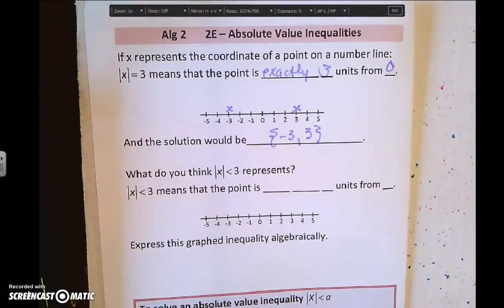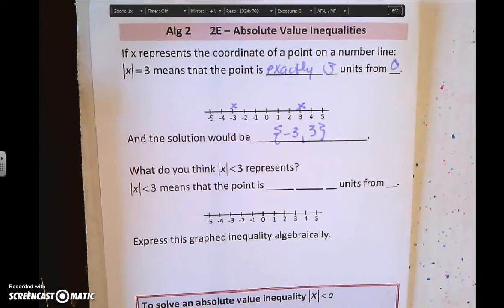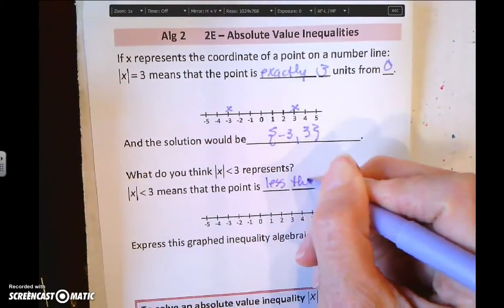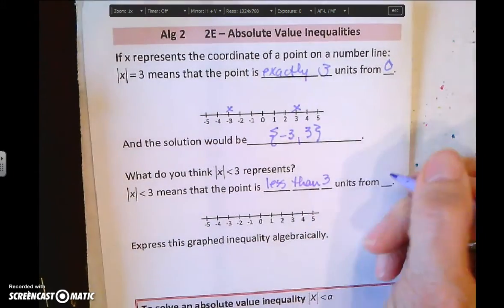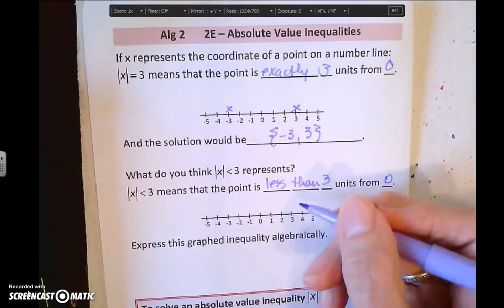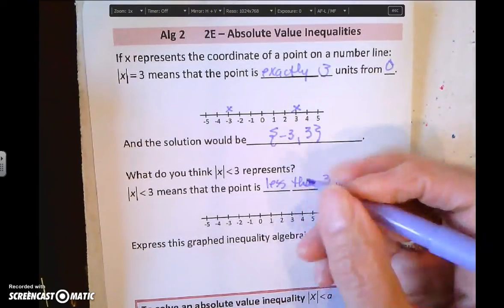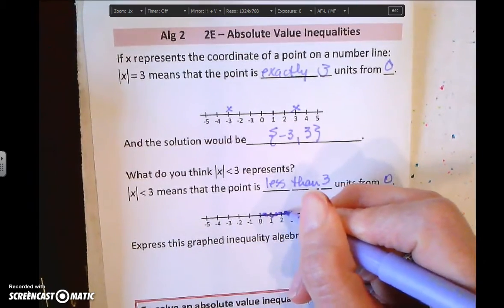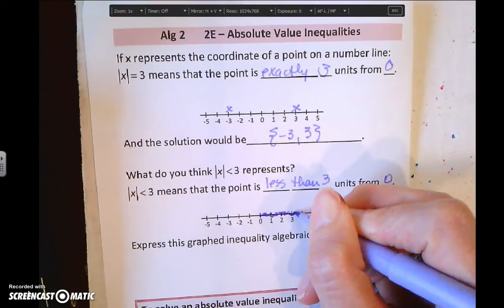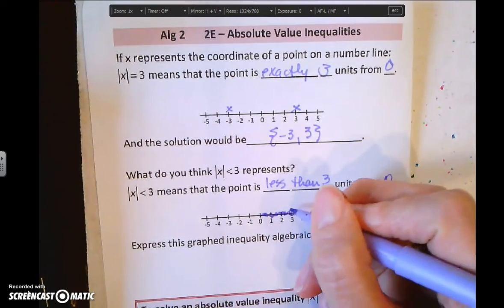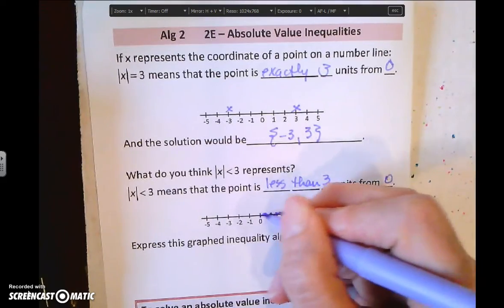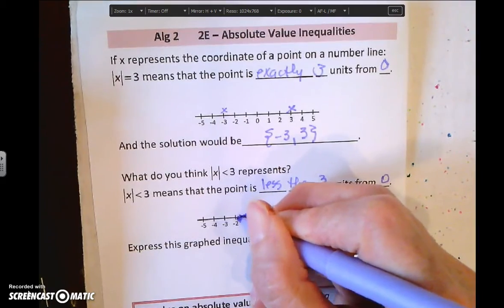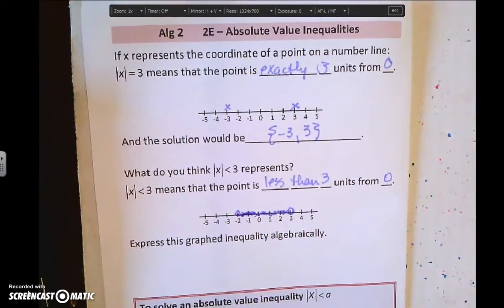So what do you think the absolute value of x is less than 3 represents? Well, that means that the point is less than 3 units from 0 on a number line. So here's my 0. The spots that are less than 3 away would be any of these. I'm going to put little x's all across here. Any of these numbers would be less than 3. Now 3 itself is exactly 3, so it's not less than, but that's true to the right, and it's also going to be true to the left as well. So my x's can all fit in there as well.